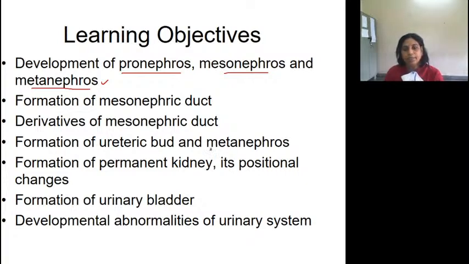And then finally it is the metanephros which gives rise to the adult kidney, the permanent kidney. So where this metanephros develops and what are all its positional changes and how it attains the adult position and shape. Then we discuss the formation of the urinary bladder. And then we also discuss in this class the developmental abnormalities of the urinary system, in relation to the kidneys as well as the urinary bladder.